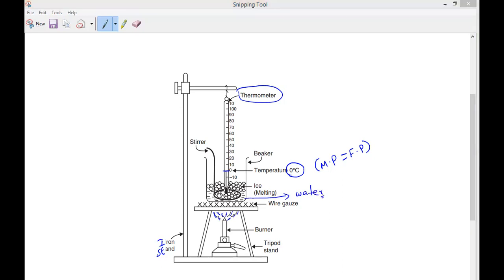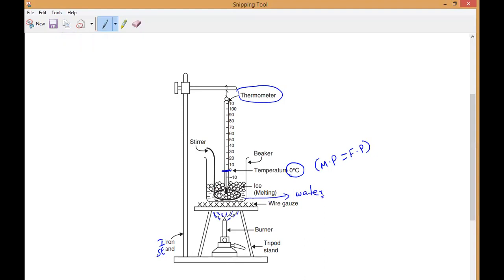Now, if you notice, we keep on recording the temperature of the melting ice. With the thermometer, every 1 minute I am checking. So as more heat is given, more ice will melt to form water. But the thermometer reading remains at what temperature, guys? Remains at 0 degrees Celsius.